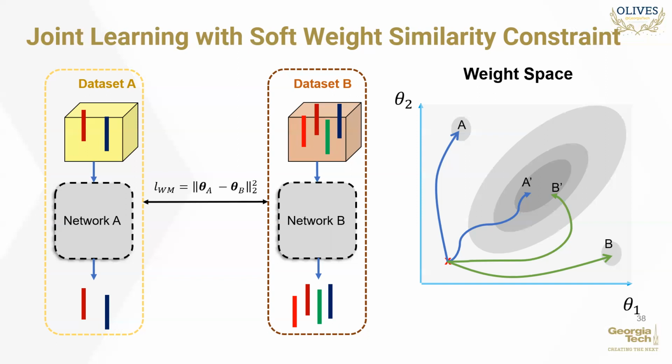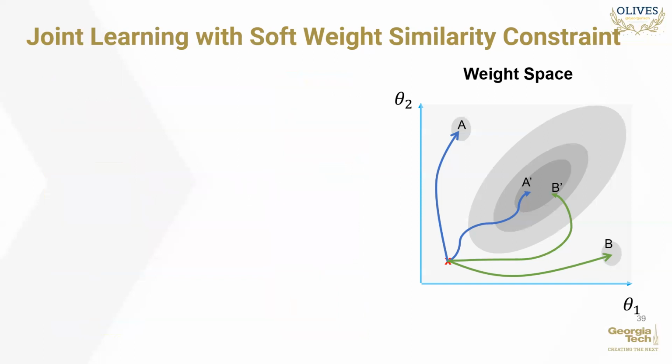And the way we put this soft constraint on the network architectures to share information with each other is by using the L2 constraint on their weights. So we force their weights, by using this L2 constraint, to be similar to each other as they're also training on their respective data sets.